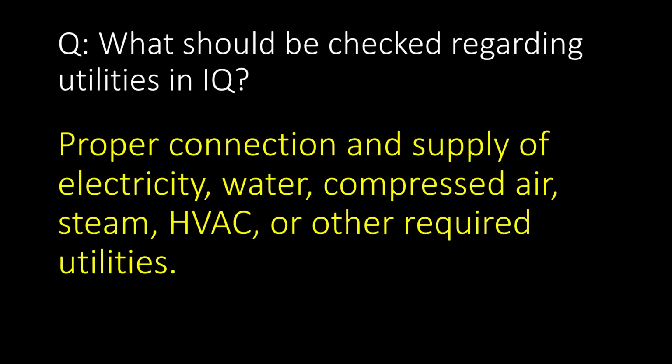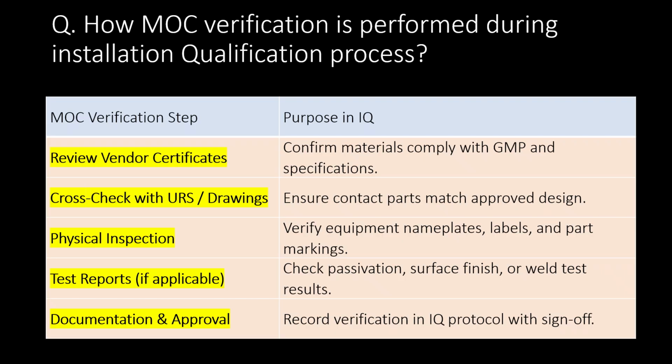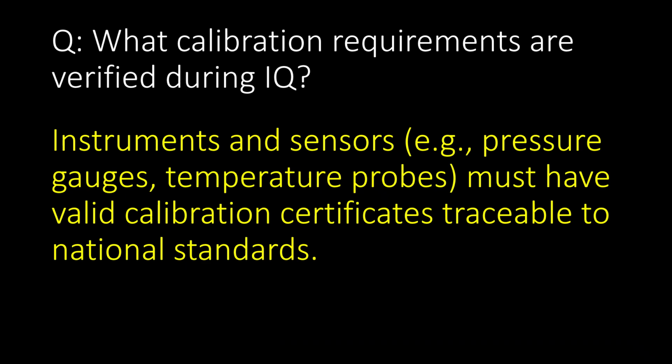What should be checked regarding utilities in IQ? Proper connection and supply of electricity, water, compressed air, steam, HVAC, that is heating, ventilation, and air conditioning, or other required utilities. How is MOC verification performed during installation qualification process? MOC verification is done by review of vendor certificates, cross-check with URS or drawings, physical inspection, test reports if applicable, and documentation and approval.